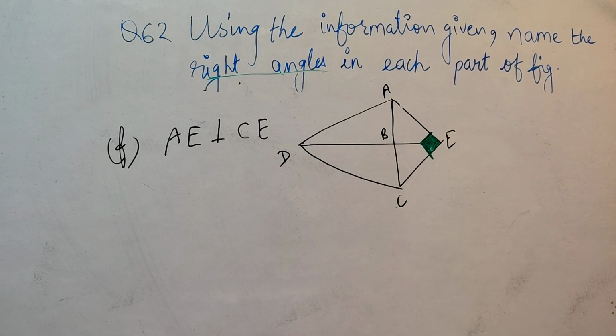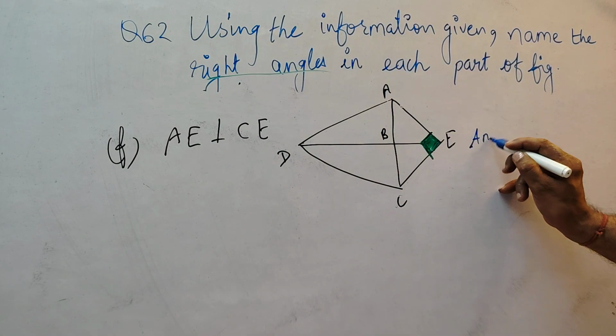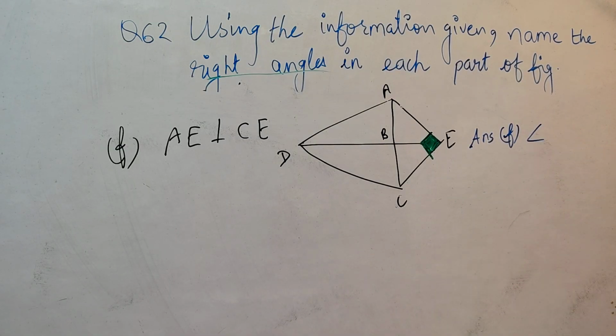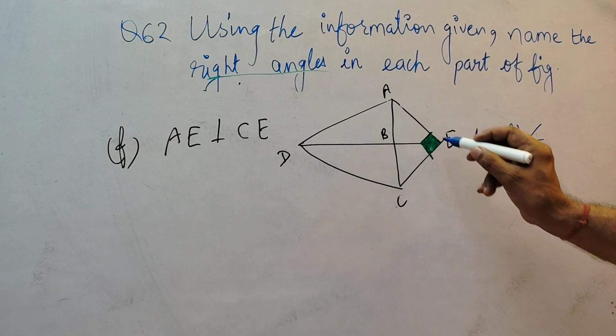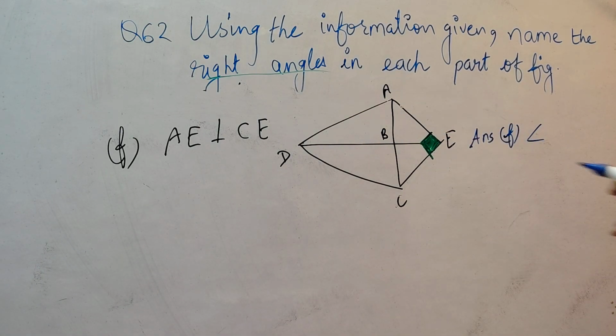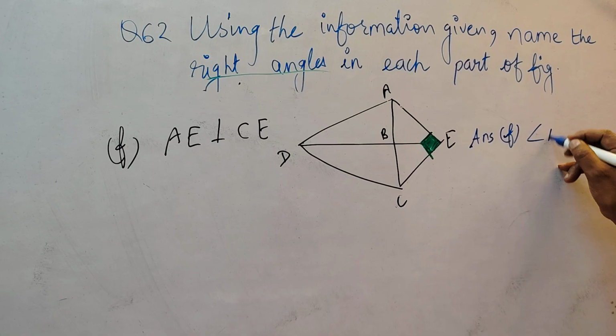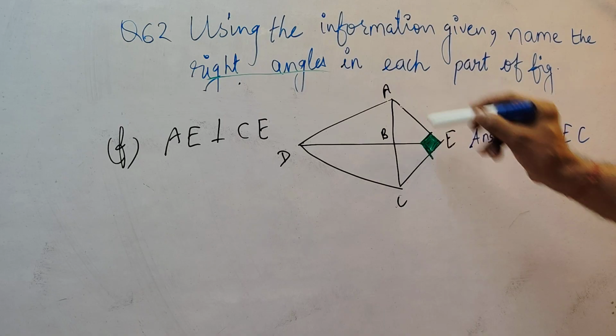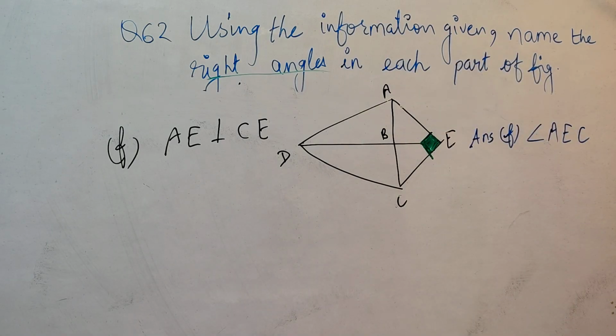So could you tell the name of this angle? Angle AEC. Yes, angle AEC. Not AEC only, that is not allowed. Angle AEC. Yes, in another way we can also say angle CEA. Both are equal. Both are the same.